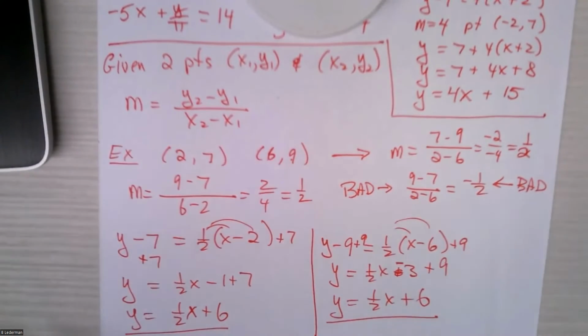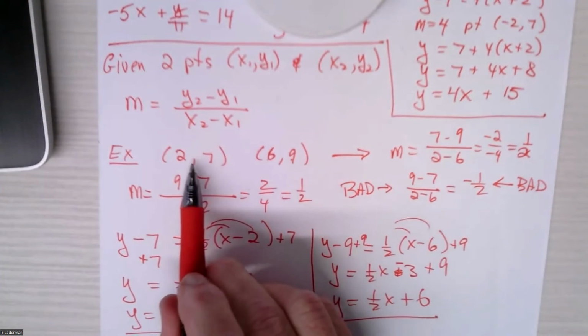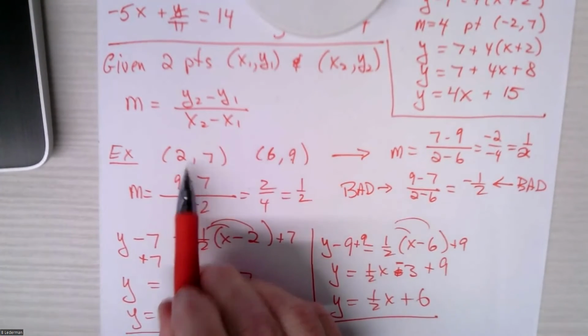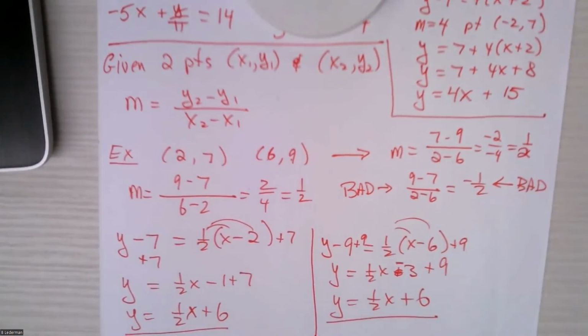You could do either one. I can make this point 1, that point 2, or I can make that point 1 and that point 2. That's fine, but I can't have the top of the fraction mean something different than the bottom of the fraction. I have to be consistent. That's all I'm saying.